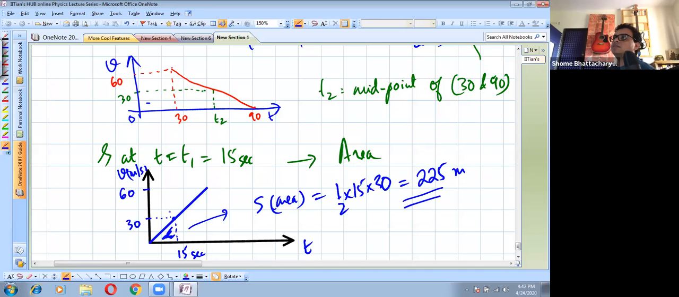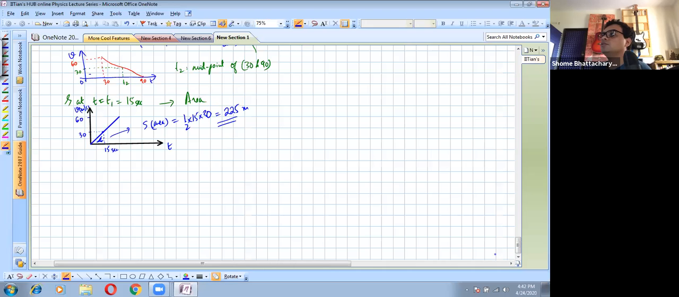Okay. Now similarly, we have to find the displacement at this time t2 also. So I'm coming to that. But first note this down. And if you understood this already, then you can just figure out the second thing yourself. So I'm minimizing this a little for you to follow the whole thing.